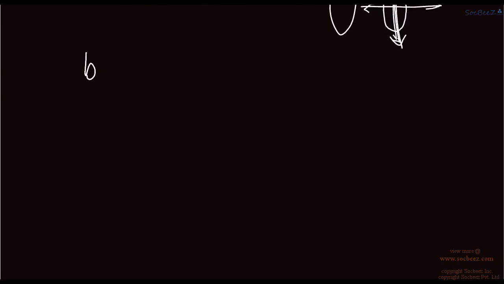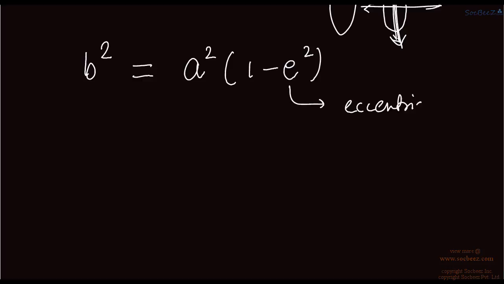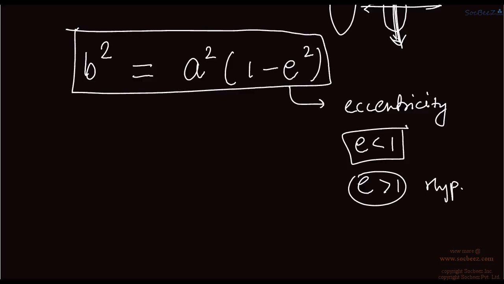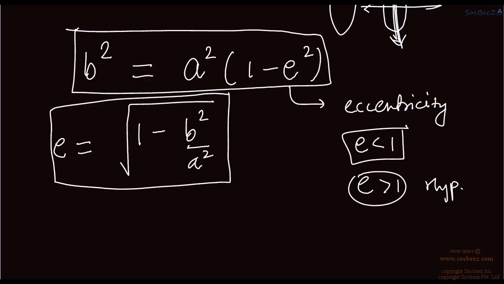First of all, the relation between b and a is b square is equals to a square into 1 minus e square, where e is the eccentricity of the ellipse, which is less than 1 for an ellipse, greater than 1 for hyperbola, which we have discussed. So this is the relation between b, a and eccentricity. Then eccentricity can also be written as the square root of 1 minus b square by a square. As b is less than a, so this is somewhat intuitive. Fine. This is the eccentricity. It is between 0 and 1.